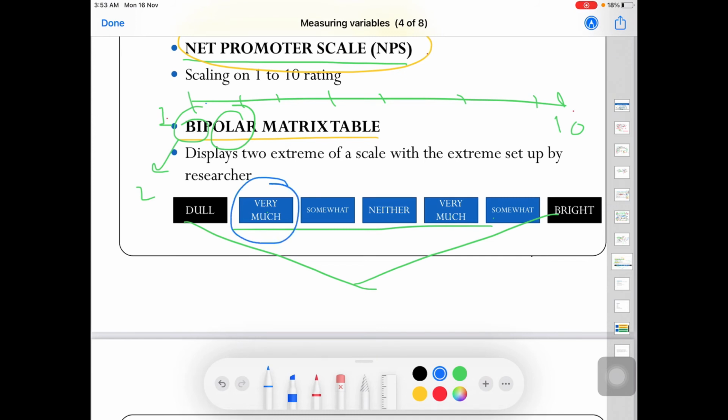So if you like it very much, then you are going to pick up this one. If you like somewhat, then you are going to pick up this one. And you're like, okay, it's okay, I don't love it very much. So you can take the neutral position.